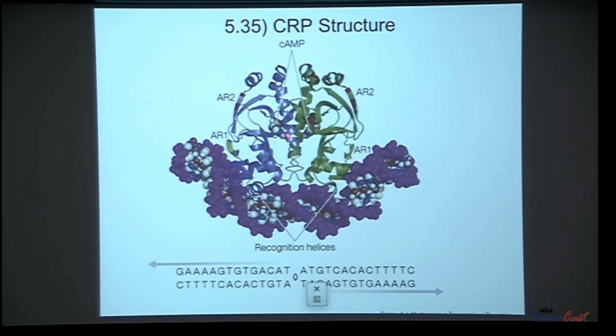Okay, another important point is that we see cyclic AMP bound here to each subunit. So that's the space-filling model of cyclic AMP. And CRP only binds to DNA when it's bound to cyclic AMP, because cyclic AMP induces a hinge motion between these two recognition helices, between these two so-called reading heads. And it's only when cyclic AMP is bound that these two reading heads are spaced the correct distance apart to simultaneously bind to their two halves of the recognition element.